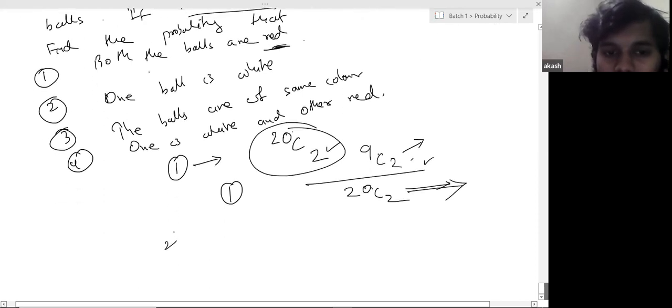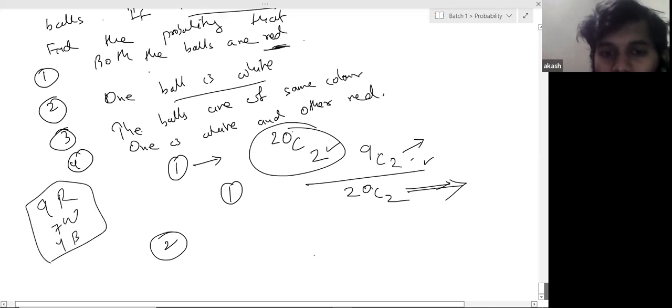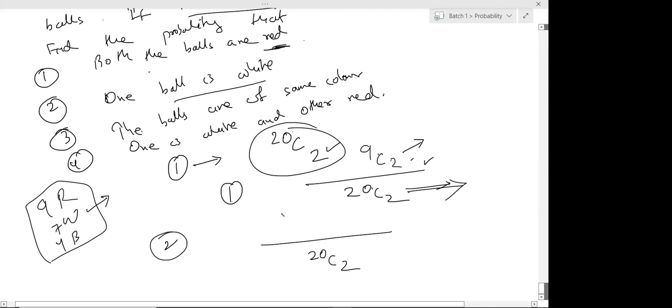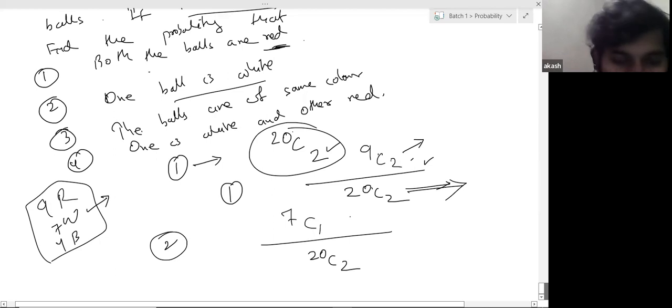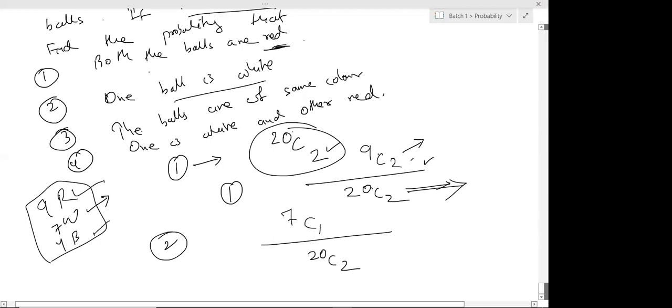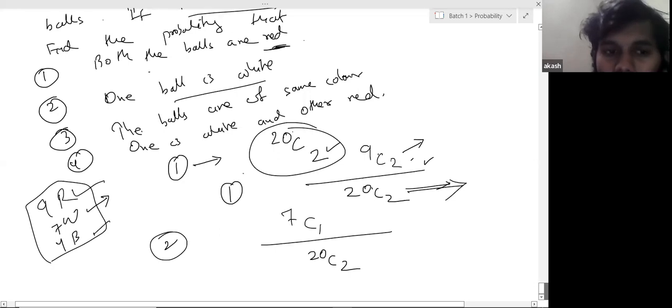In the second part, one ball is white. We have 9 red and 7 white, 4 black, right? One ball is white. Total ways 20C2 again. You have to select one white. In how many ways can you do that, Gautam? Sir, 7C1. 7C1. Now the other one has to be not white, that means either red or black. So in how many ways can you choose one red or black ball?